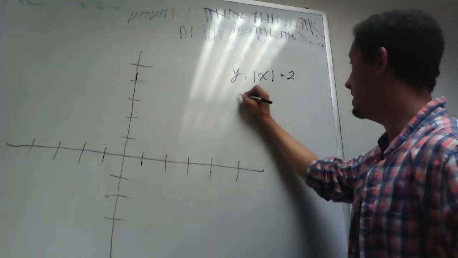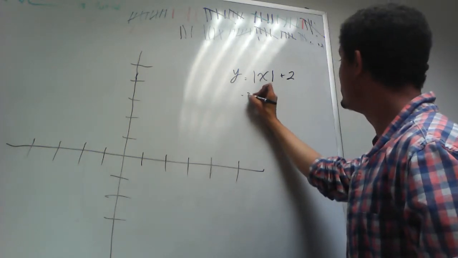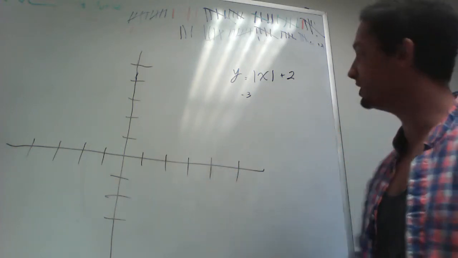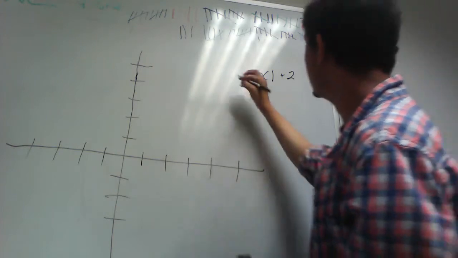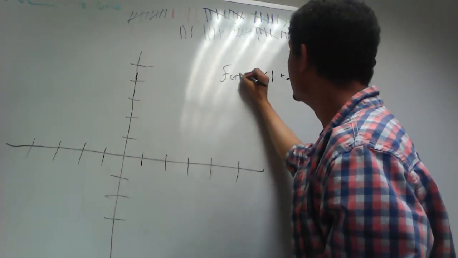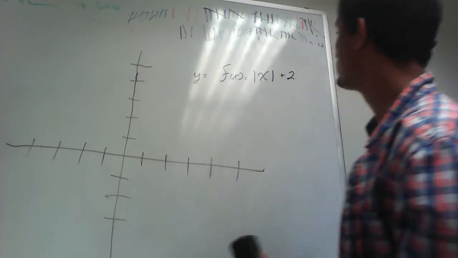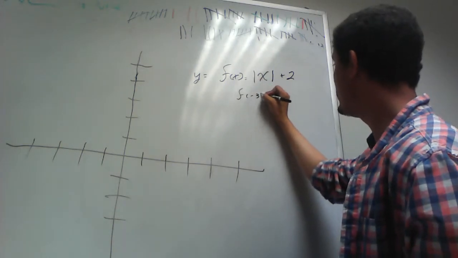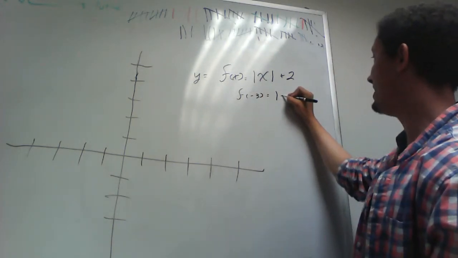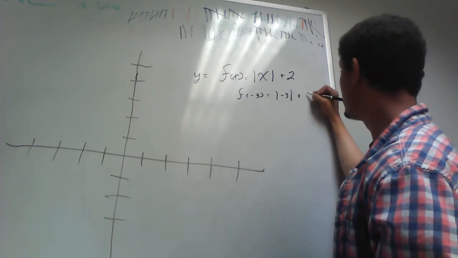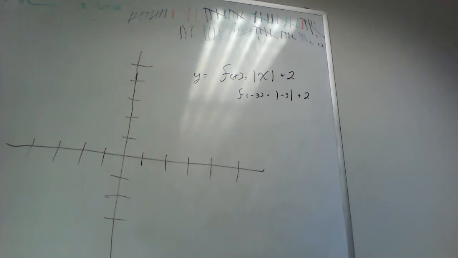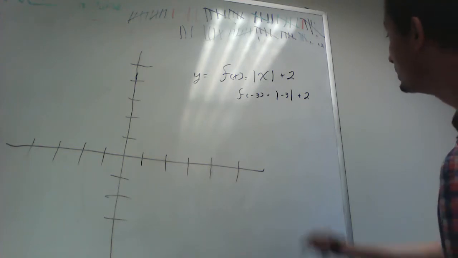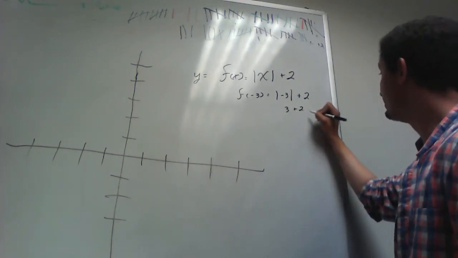of x. Start with, say, -3. Okay, so -3. I'm going to write this in function notation. I just prefer to do it like that. Y equals f of x. Okay, so f of -3, that's the absolute value of -3 plus 2. The absolute value of -3 is 3, right? 3 plus 2 equals 5.